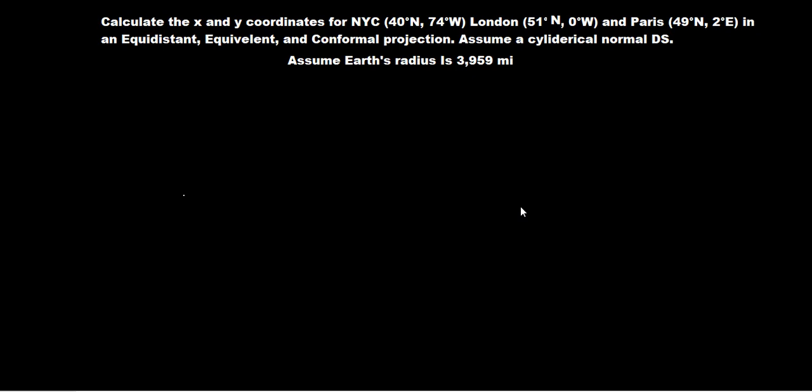And in this lecture video, I want to go through some examples of calculating the x and y coordinates from latitude and longitude in the different types of projections that we've talked about so far. Specifically, we're going to calculate New York City, London, and Paris in the equidistant, equivalent, and conformal projections that we've talked about so far. And we're going to assume the radius of the Earth is just under 4,000 miles.